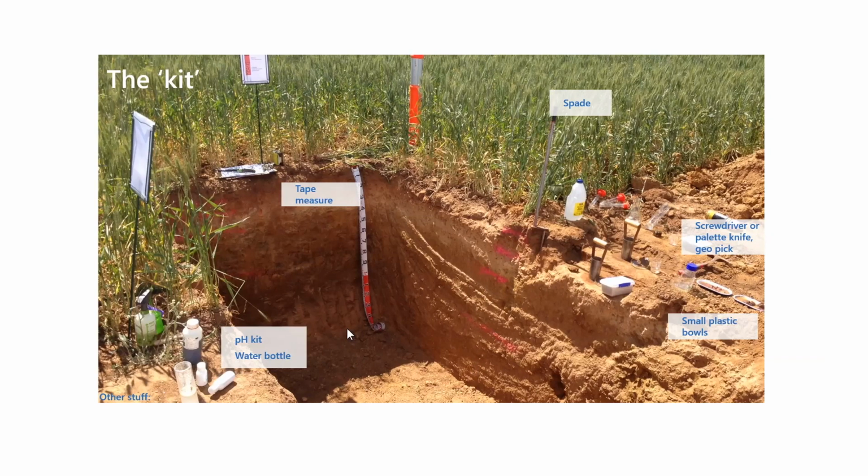Then there's the stuff that you would no doubt be aware of, things like your pH kit, there's your universal indicator and your white powder, and the water bottle for textures and things like that. Small plastic bowls that are white are really good for doing things like pH, but also things like slaking and dispersion kind of tests, and the white makes it easier for people to see.